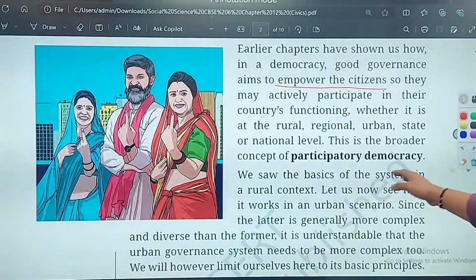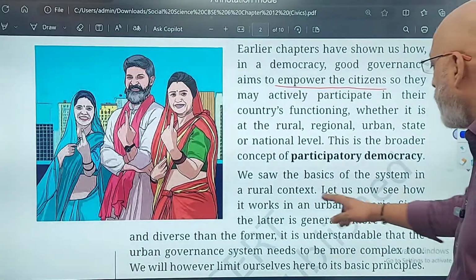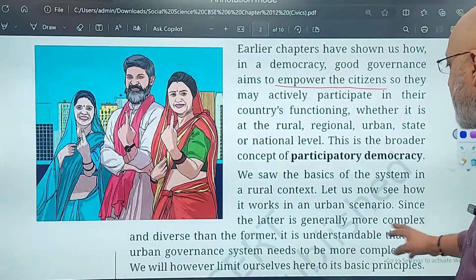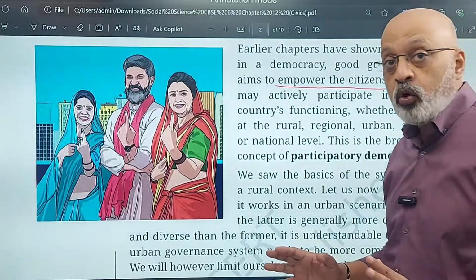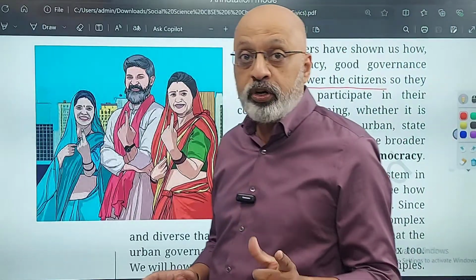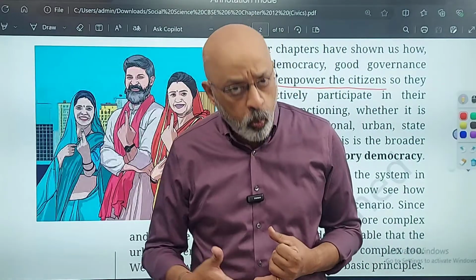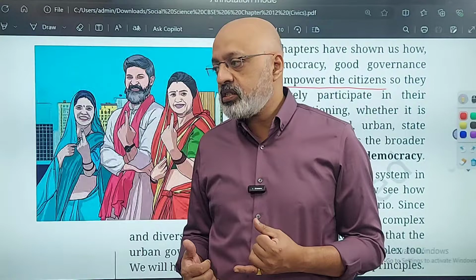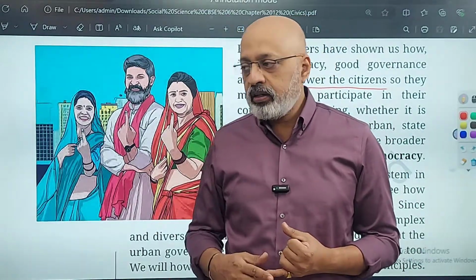Now, we saw the basics of the system in a rural context in the previous chapter. Let us now see how it works in an urban scenario, urban cities, towns. Since the latter, that is the urban areas, is generally more complex and more diverse. Why is it more complex and more diverse? Complex because you have more wealth in the cities, you have more income being generated in the cities. And I'll tell you something very interesting a little later in the video.